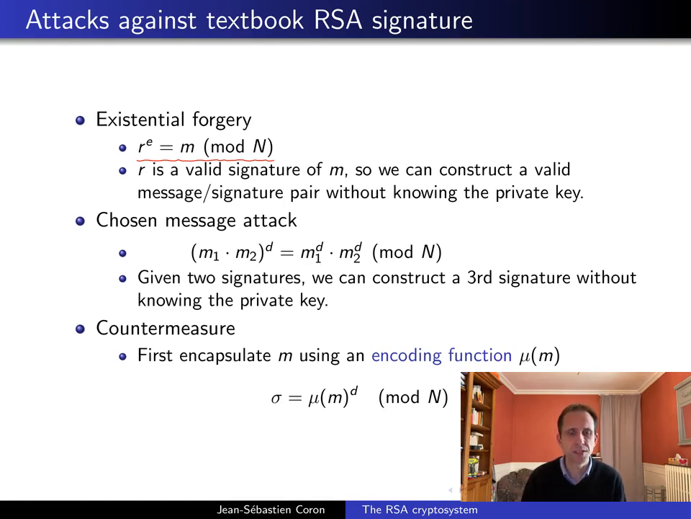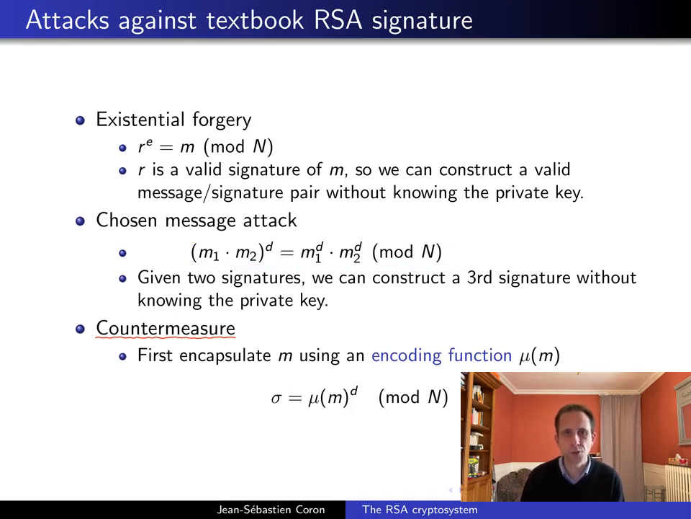We see that when we multiply the signature of m1, m1 to the d, by the signature of m2, m2 to the d, we obtain the signature of m1 times m2, m1 times m2 to the d. So this shows that if we are given two signatures of m1 and m2, we can construct a third signature simply by multiplication modulo n, so without knowing the private key. And this is a bad property, of course, because this means that we can really forge signatures. We can obtain signatures on messages that the legitimate signer has never signed before.